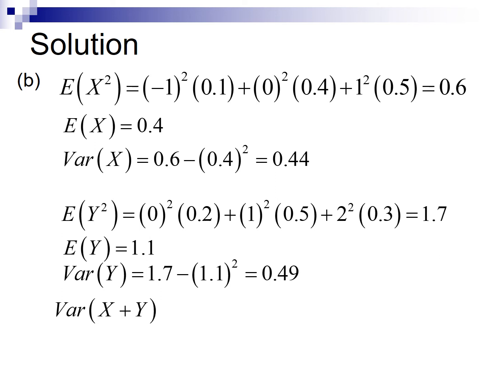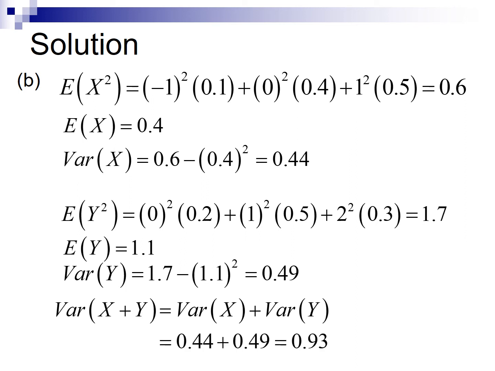So applying the law of variance of X plus Y, we have variance of X plus variance of Y, because your constant a is 1, constant b is 1. Okay. So 1 squared is 1. You don't have to write the value 1 in front of variance X and 1 in front of variance Y. So you add up, you have 0.93. Okay, this is applying the law number 3.